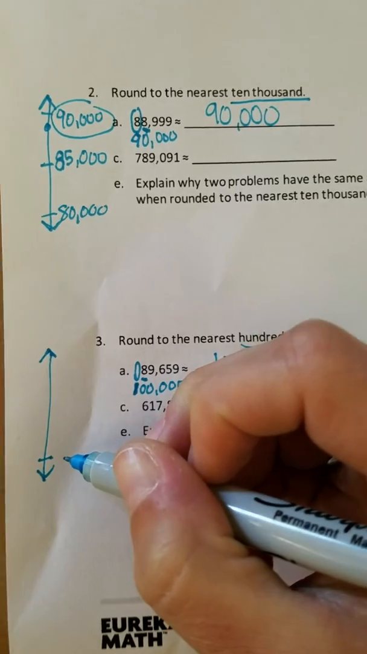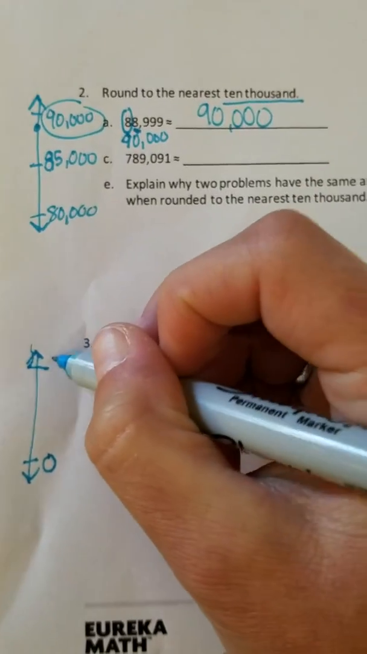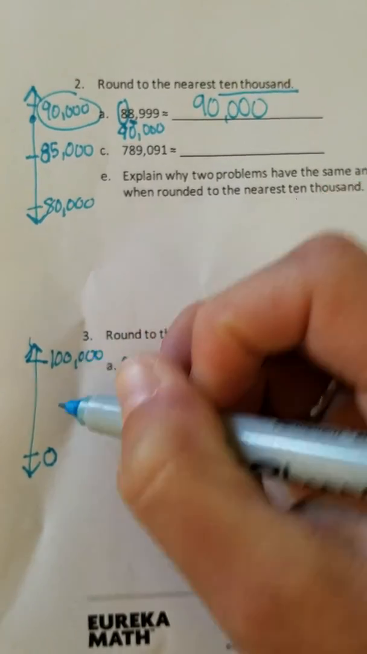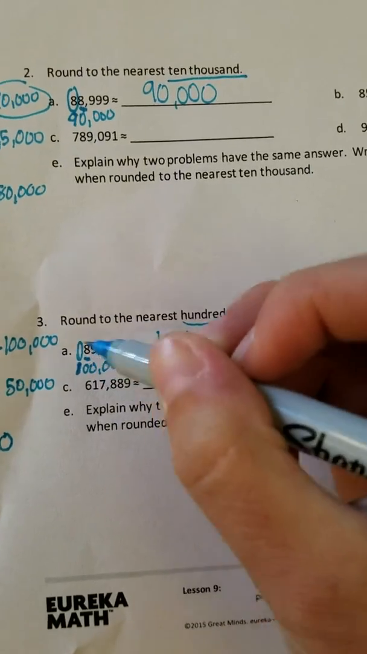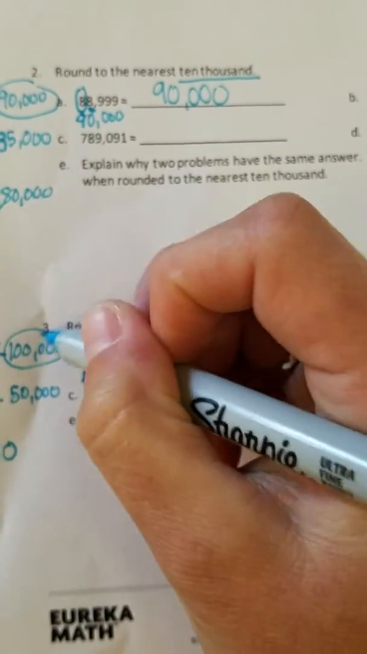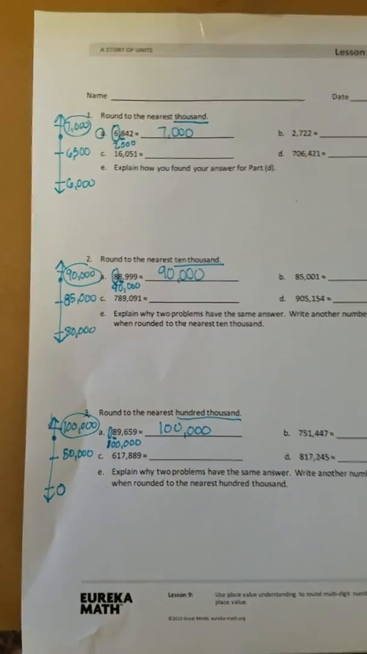The nearest 100,000 on the bottom would be 0. And if we count by 100,000s, we get to 100,000 on the top. Midpoint, 50,000. 89,000 is closer to 100,000, and that would be your answer. So hopefully that helped. Try your very best.